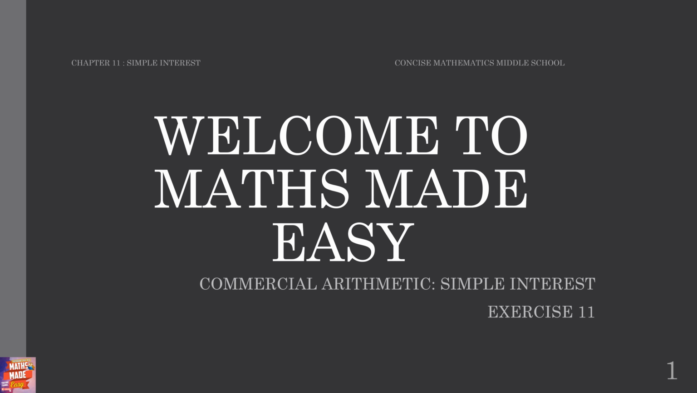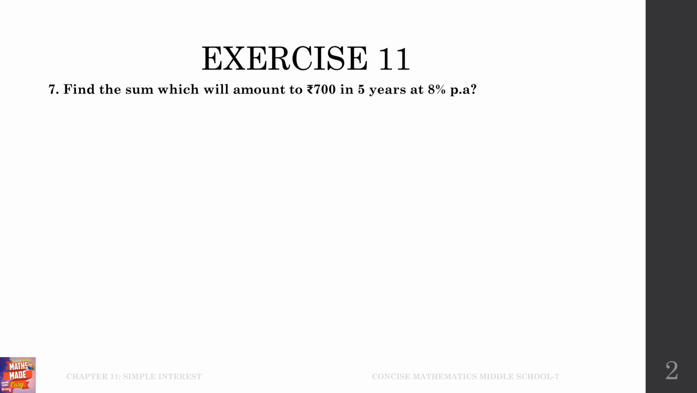Today let's continue with word problems on simple interest. Here is our seventh question. Find the sum which will amount to 700. We have to find the sum of money, that is the money which we have taken from the bank, the amount which we have taken. The sum will be P, principal. So we need to find out the principal, and this principal will amount to 700 rupees.